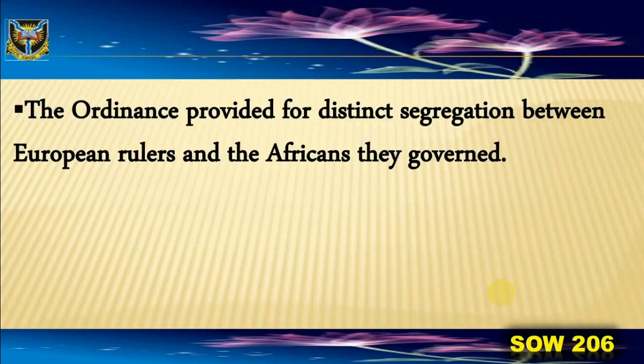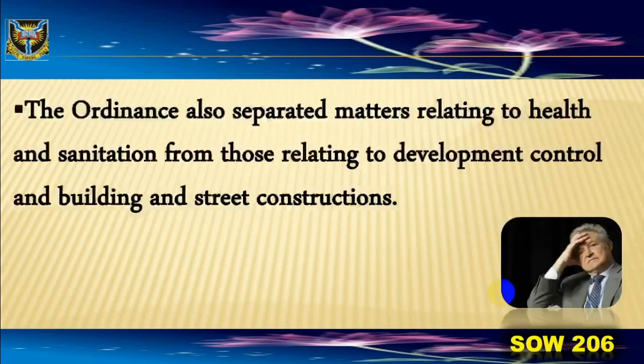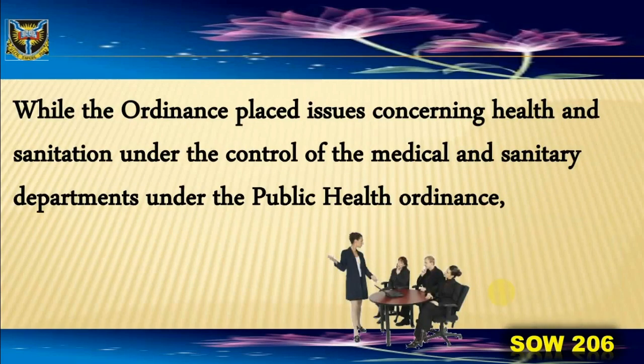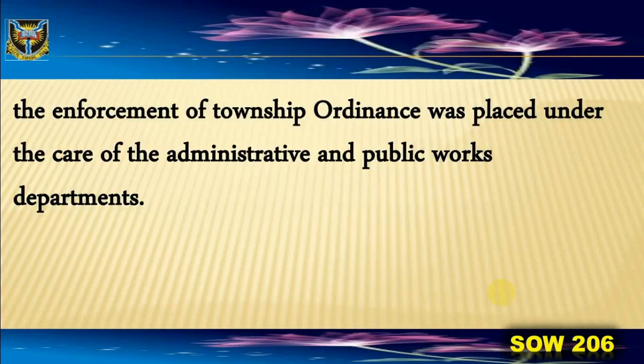The ordinance provided for distinct segregation between European rulers and the Africans they governed. The ordinance also separated matters relating to health and sanitation from those relating to development control and building and street constructions. While the ordinance placed issues concerning health and sanitation under the control of the medical and sanitary departments under the Public Health Ordinance, the enforcement of Township Ordinance was placed under the care of the Administrative and Public Works Departments.